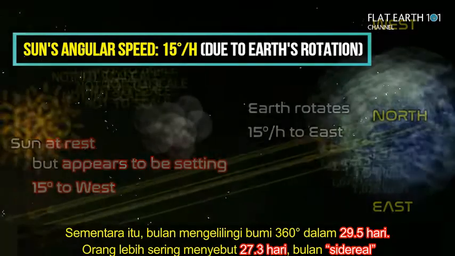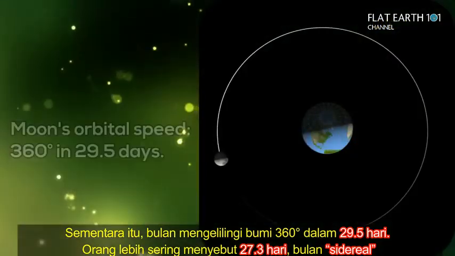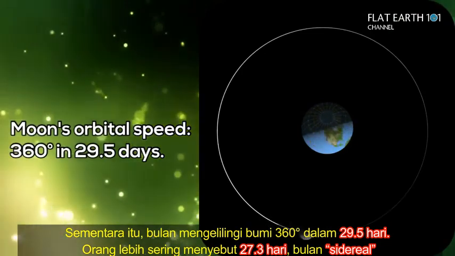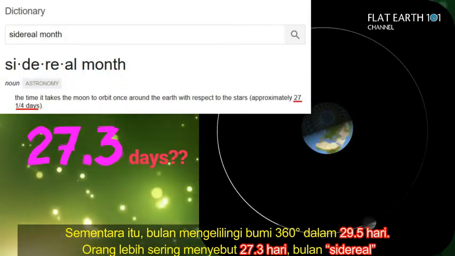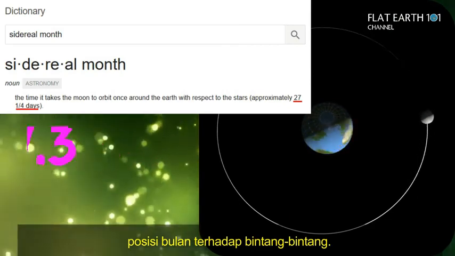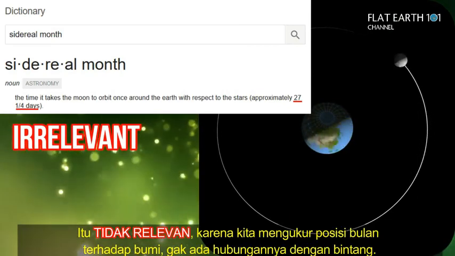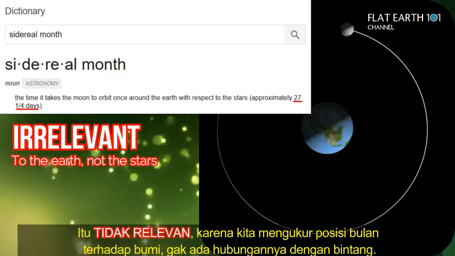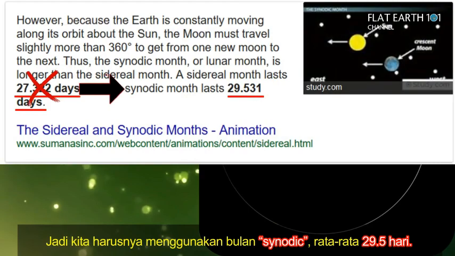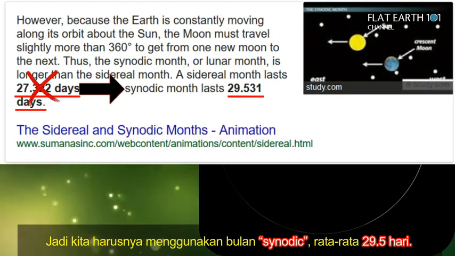Okay? While the Moon is orbiting the Earth 360 degrees in 29.5 days. Some people like to say 27.3 days, the sidereal month, the Moon's position with respect to the stars. It's irrelevant, for we are counting the Moon's position with respect to the Earth, nothing to do with the stars. So we have to use the synodic month, average 29.5 days.